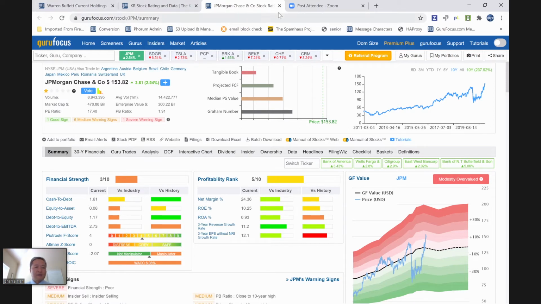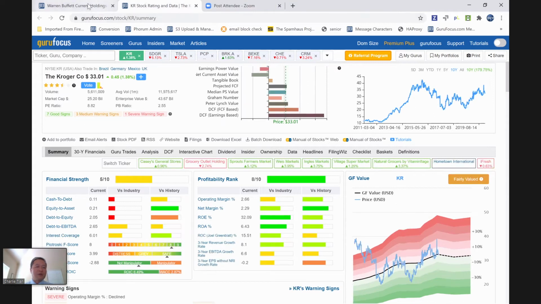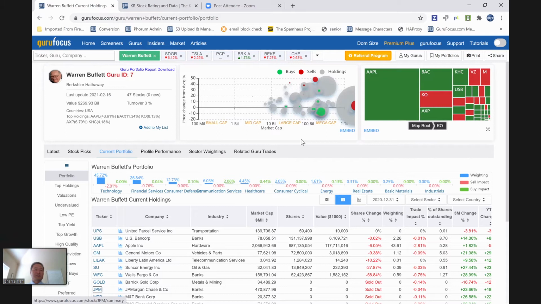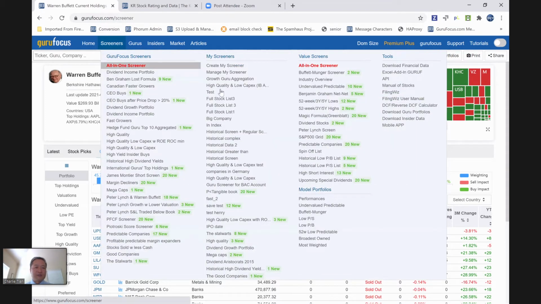Okay, that's Warren Buffett's portfolio. A few tools I want to highlight here, because we just updated the Guru portfolio, and you can use the tool to find out the stocks your favorite gurus are buying. Actually, you can do that in our all-in-one screener, for instance.